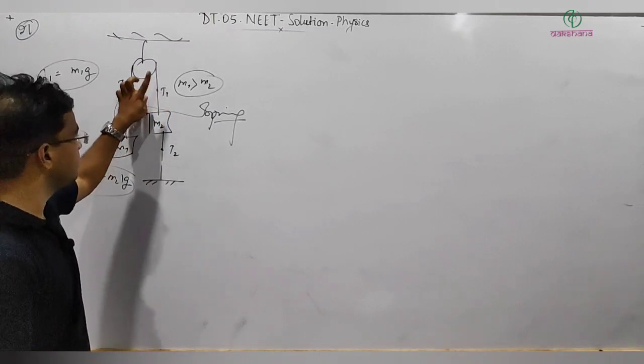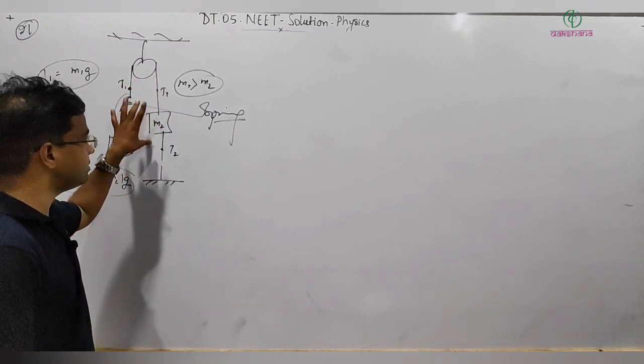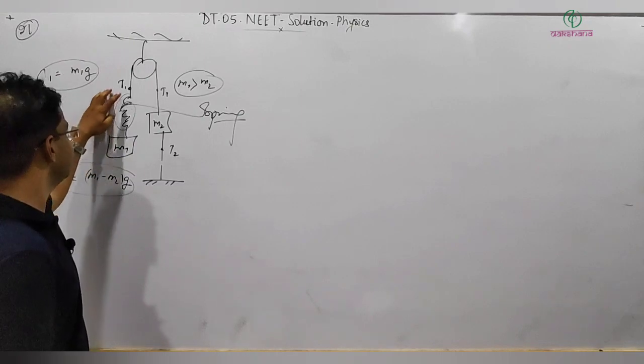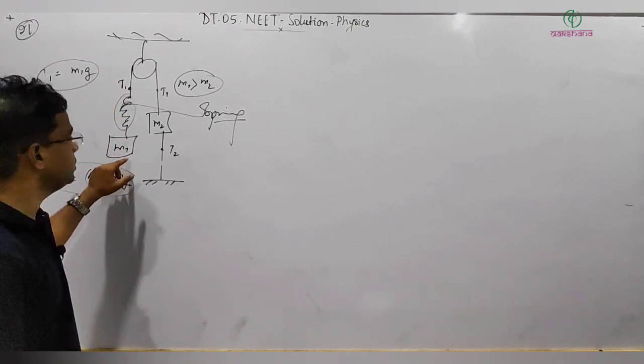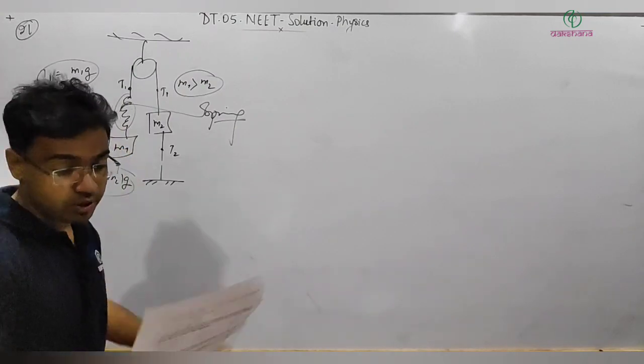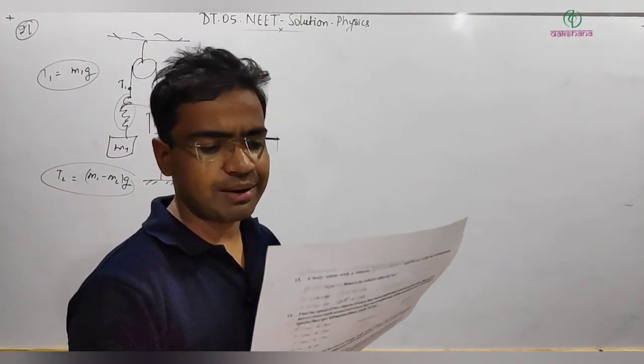Upward force on this block will be like M1G, downward force M2G, so it will accelerate. Here tension T1 remaining same, and downward force M1G also same, so it will have net force 0. So now according to that we can answer acceleration of M1 will be equal to 0.